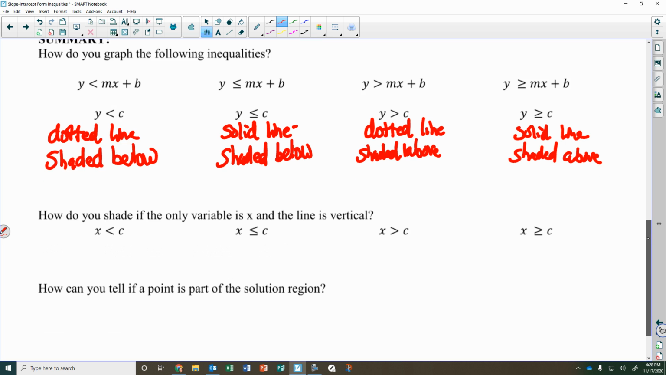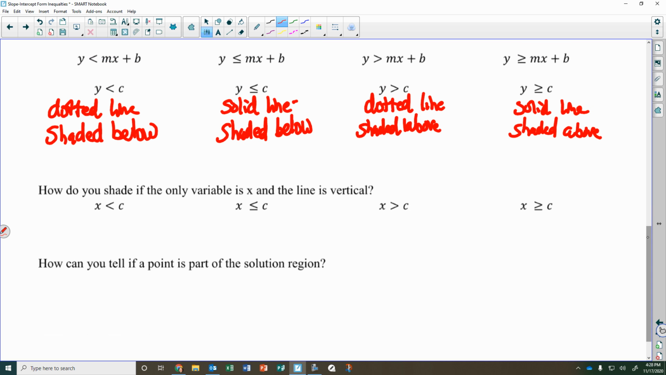So it says here, how would you shade if only the variable is x and the line is vertical? Okay, so x is less than c, where c is some number. If x is less than that, first of all, you know the line is dotted. But since it's less than, on the x-axis, that means you're shaded left of the line.